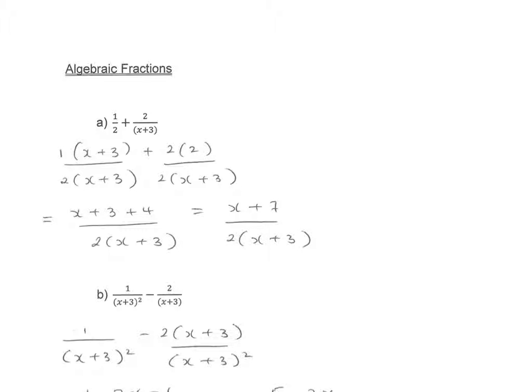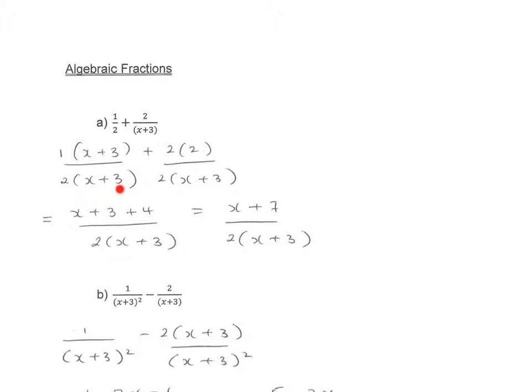Algebraic fractions. Okay, algebraic fractions, we use the same rules as we would use for normal numeric fractions. So when we're adding two fractions, we need a common denominator. So in this case, we've got a 2 and we've got an x plus 3, and the lowest common denominator will be 2 upon x plus 3. And it's the lowest term that both the 2 and the x plus 3 will divide into.